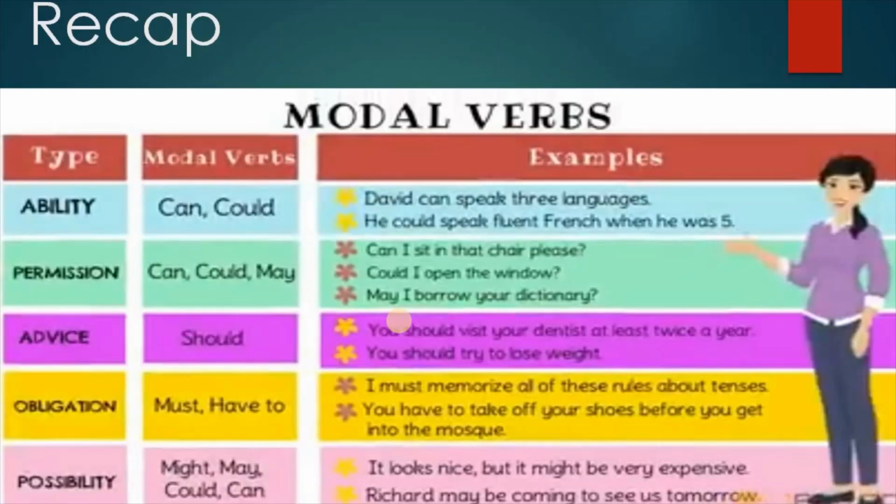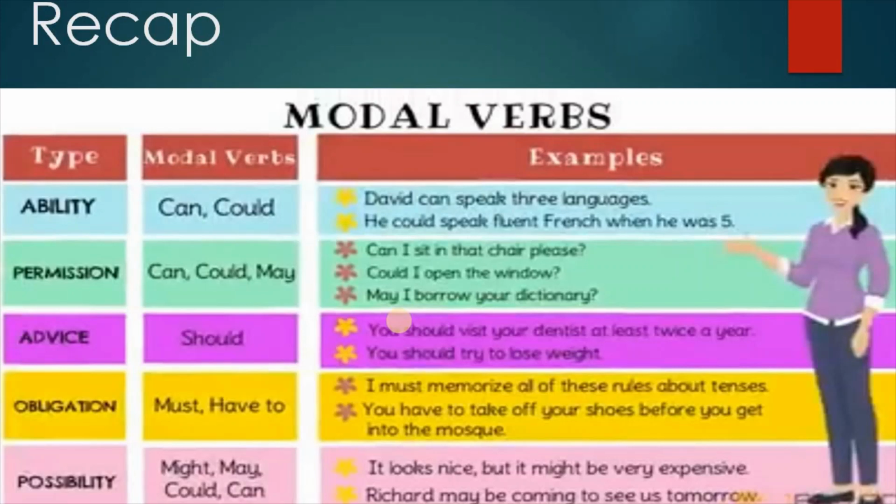Now, let us recap what we have learnt in this video. We have seen the types of modal verbs: ability, permission, advice, obligation, possibility. Now, we'll see how these modal verbs are used. Can and could are used to show the ability. Example, David can speak 3 languages. He could speak fluent French when he was 5.